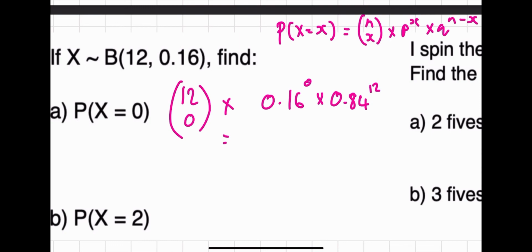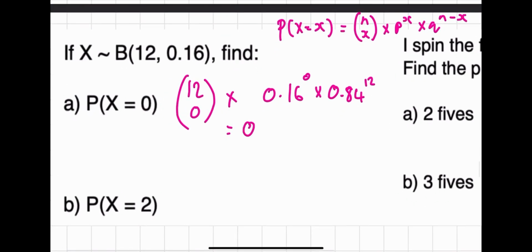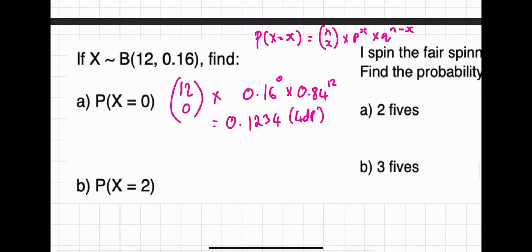12 choose 0 times 0.16 to the power of 0 times 0.84 to the power of 12. And I'm going to give my answer to 4 decimal places. If you get an ugly answer, it will tend to tell you how it wants it rounded. If it doesn't tell you, I normally round to 4 decimal places for probability.